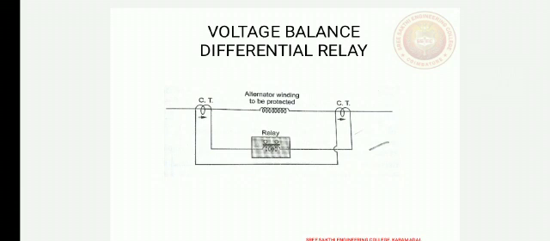Under fault conditions, the currents in the two secondaries of the current transformers are different. This causes a large voltage drop across the relay. Thus, the voltage balance of the circuit gets disturbed. Hence, a large current flows through the relay, due to which the relay operates to open the circuit breaker.